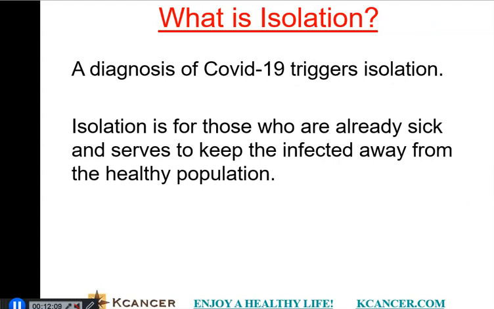So isolation is clear: if you are already diagnosed with COVID-19 infection, you automatically need to isolate yourself. Because you're already sick, you need to keep other people from getting the infection from you. So you need self-isolation. And if people have already had contact with you, then they also need to have isolation.